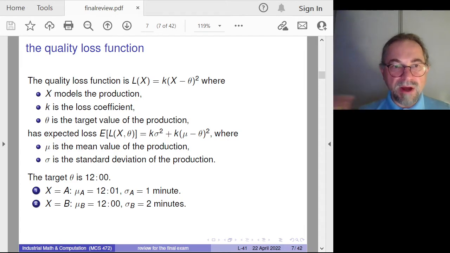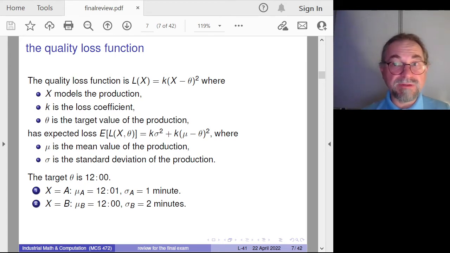So you should keep in mind what the three parameters are in the quality loss function, and then you have the production itself. The production, the capital X, has a mean mu and a standard deviation sigma. Okay, so everything is determined in this slide. X is A or B, the target is 12 o'clock, and we have all these sigmas, the standard deviations, and the mu's, the means.